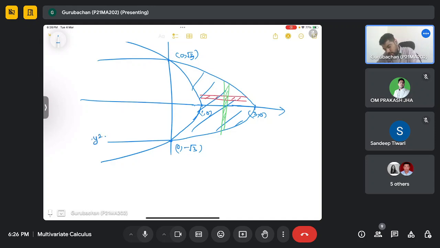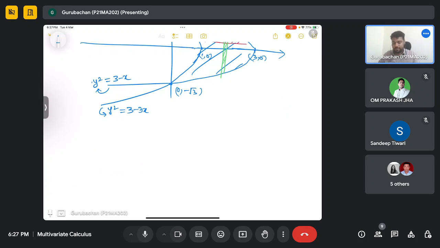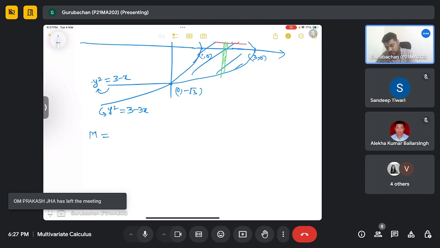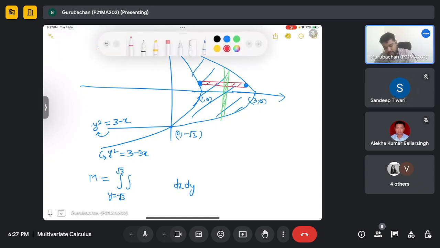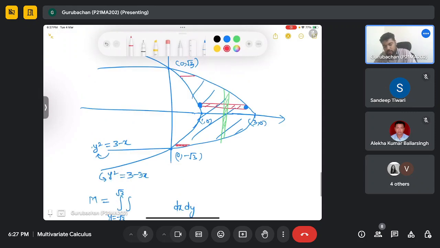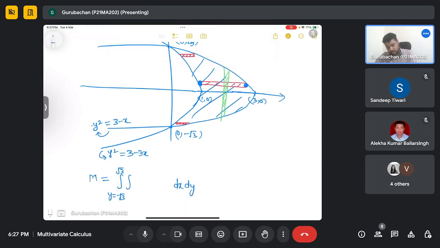So this is the equation y square is equal to 3 minus x, and this is the equation y square is equal to 3 minus 3x. Okay. So if we take the horizontal strip, what is the lower curve equation and what is the upper curve equation? Since we are taking a horizontal strip, x will vary. Sorry, I reversed the order. In case of a horizontal strip, y will vary from minus under root 3 to plus under root 3. So this is the minimum value and this is the maximum. So minus under root 3 to plus under root 3.